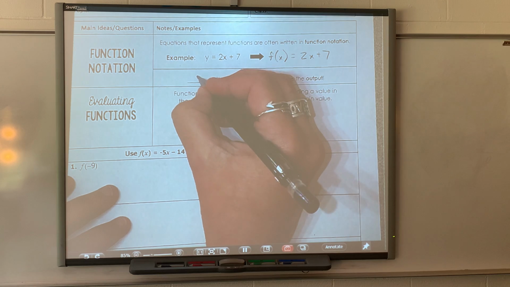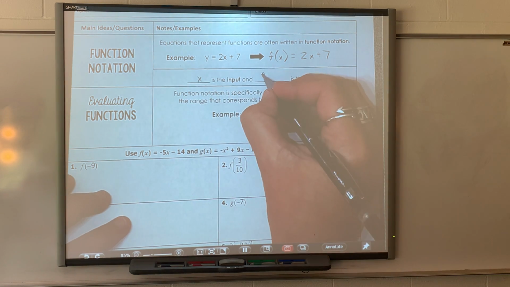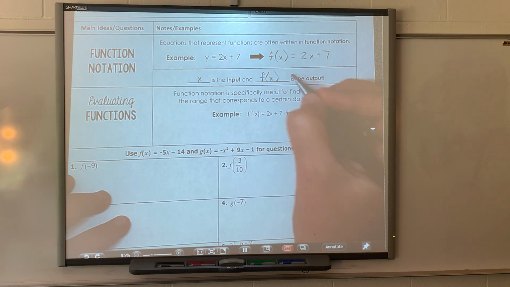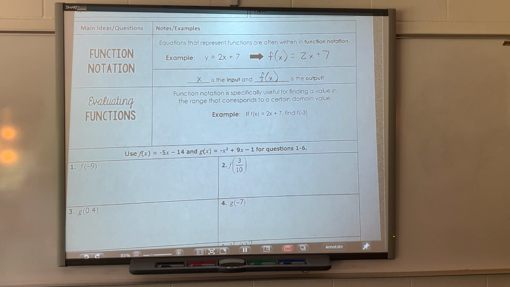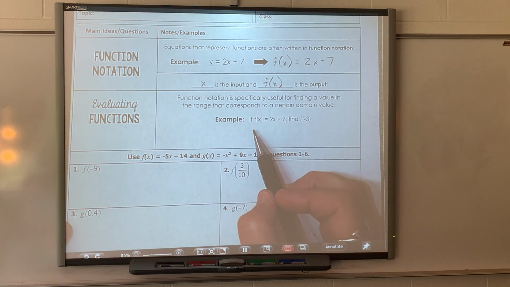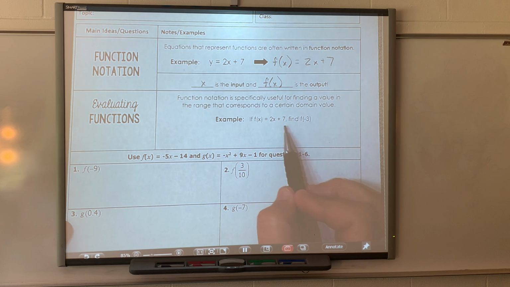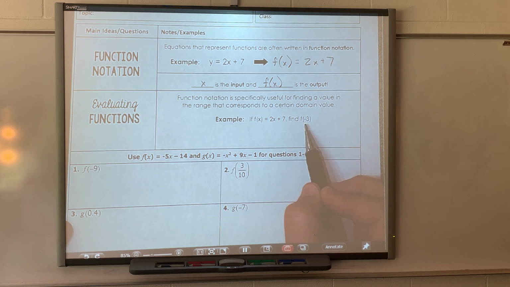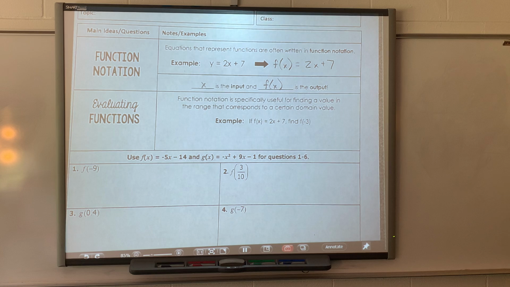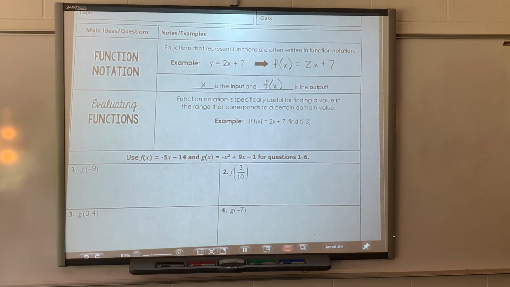Alright, x is your input. F of x then is your output, the y value. Okay? So the function notation is specifically useful for finding a value in the range that corresponds to a certain domain value. So what they're saying here is if f of x is 2x plus 7, then find f of negative 3. So what they're saying is take that negative 3 value and plug it in for x. That's what they want you to do. That's when you're evaluating a function.